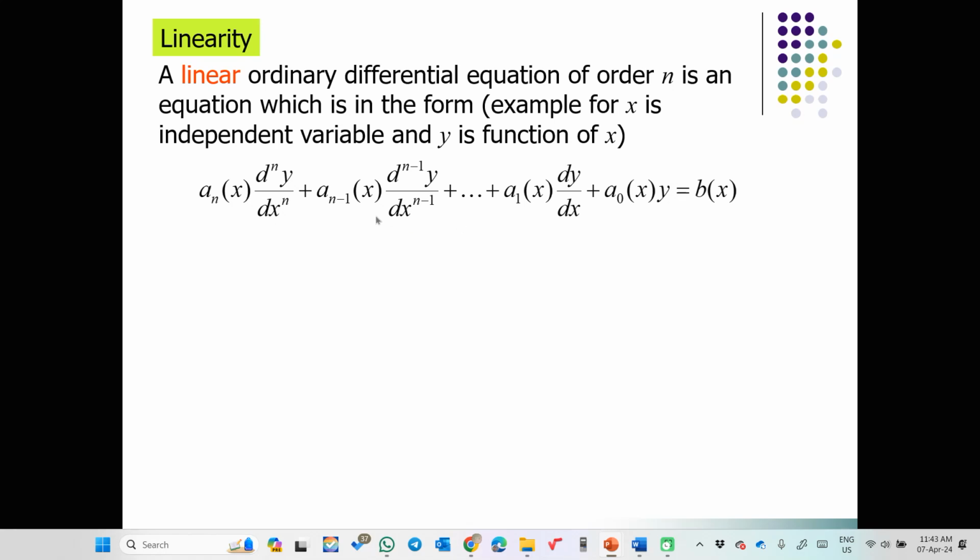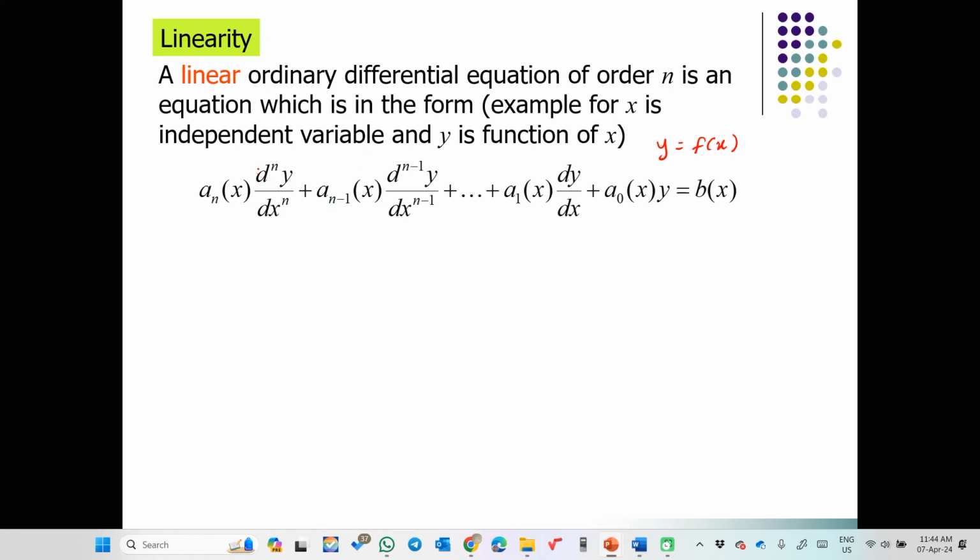Let's say for this equation, y is a function of x, which means in this equation y is the dependent variable. For a linear ordinary differential equation, all dependent variable terms, whether the function or the derivative, must be in power of 1 or less, and the power must be an integer number only.